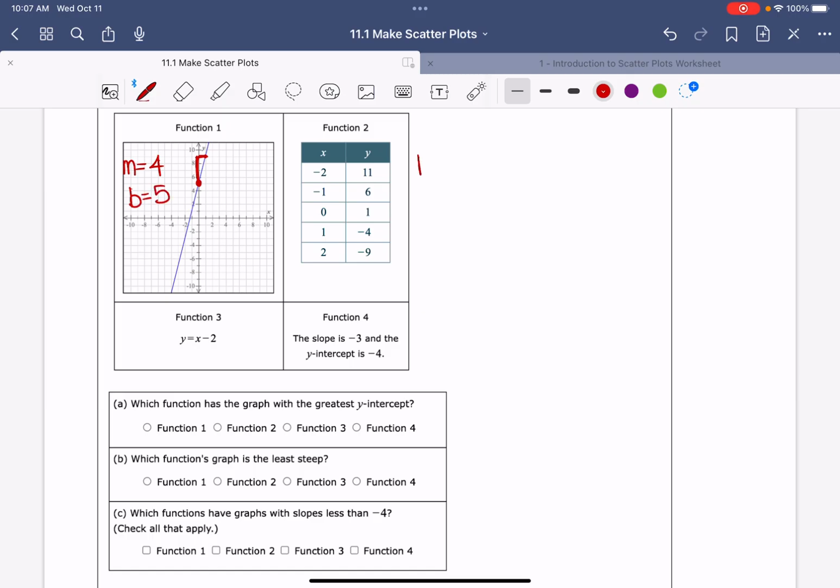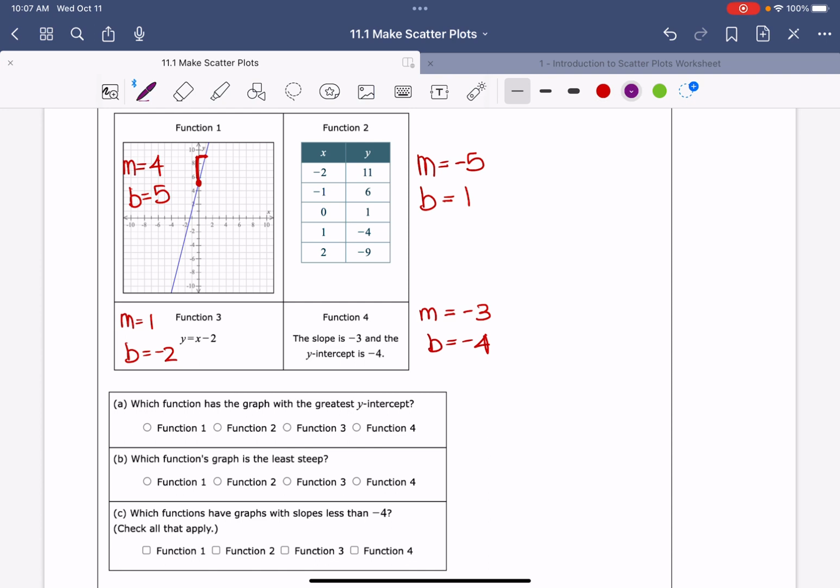On the table, my slope is -5 and my y-intercept is 1. On the equation, my slope is 1 and my y-intercept is -2. And then on the fourth function, the slope is -3 and the y-intercept is -4. So I'm going to look at these questions down here.